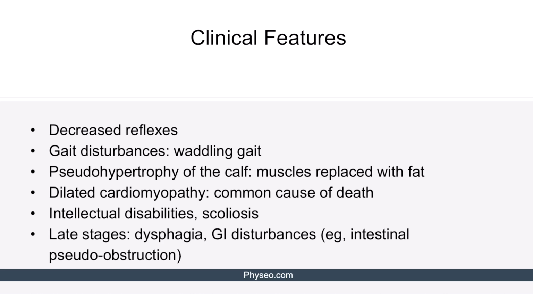Involvement of the heart causes dilated cardiomyopathy, which is a common cause of death in these patients. Associated intellectual disabilities and scoliosis can also be seen. In later stages, patients can experience dysphagia and GI disturbances, such as intestinal pseudo-obstruction due to decreased intestinal motility.